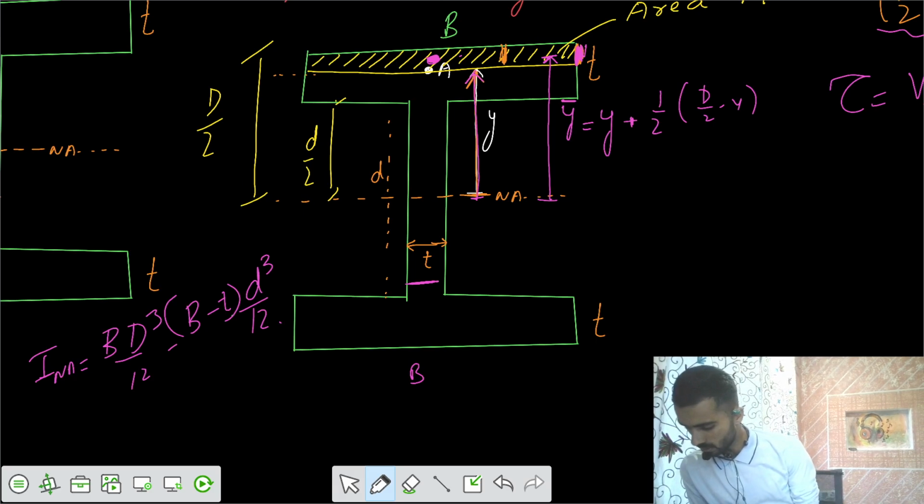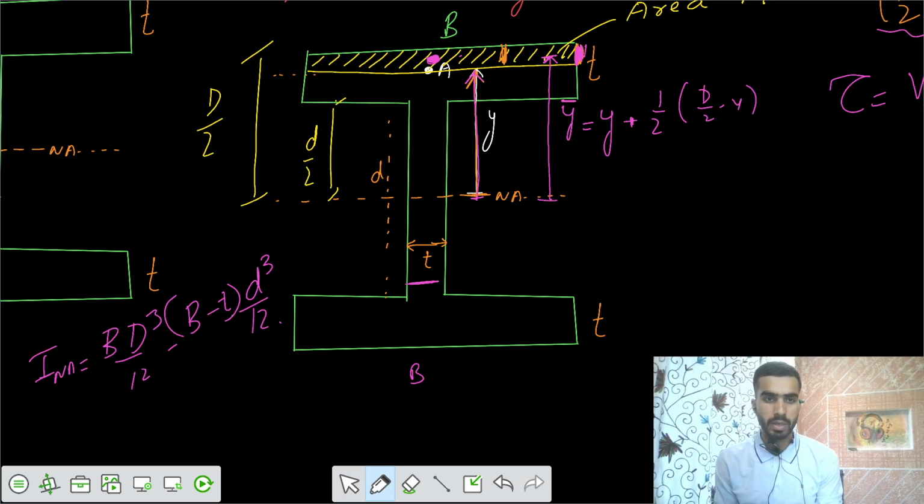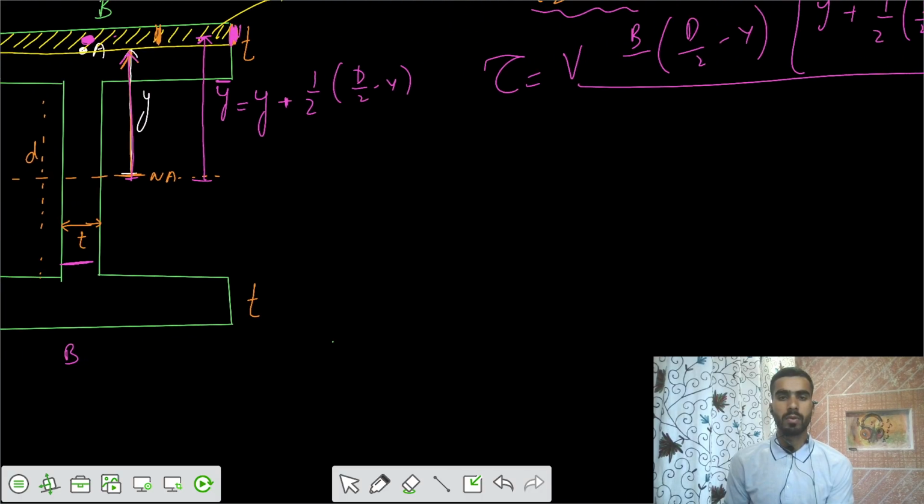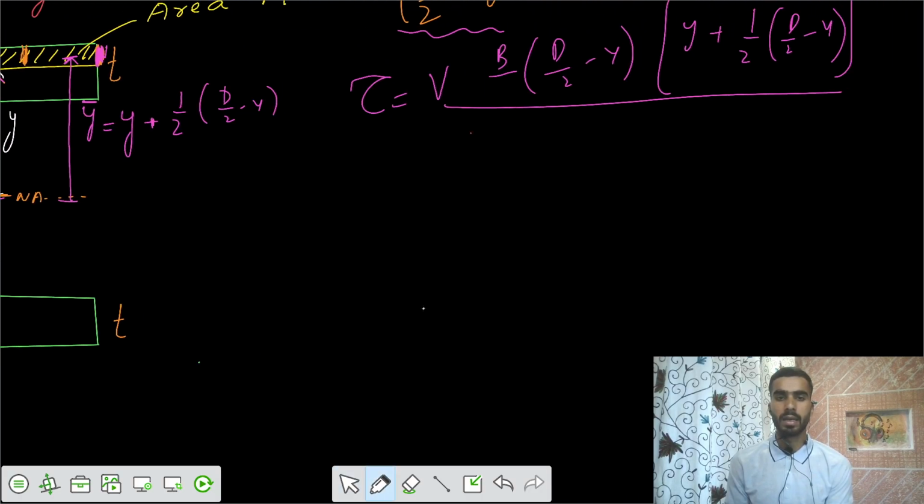B d cube by 12. D minus 2t by q. D minus 2t, or we can say d cube by 12. So we got this, but we are not worried about it. Let's call it I.